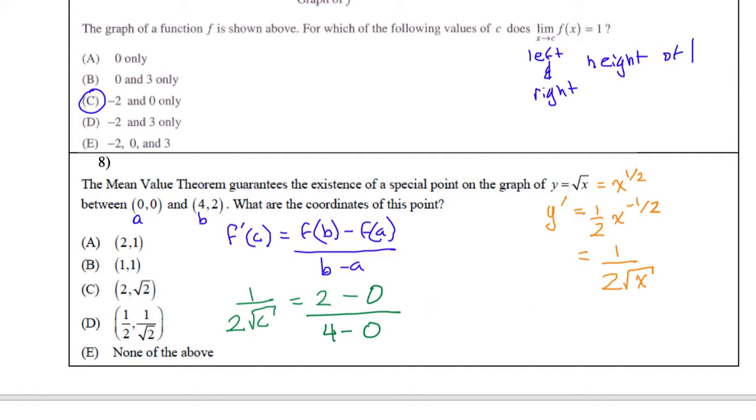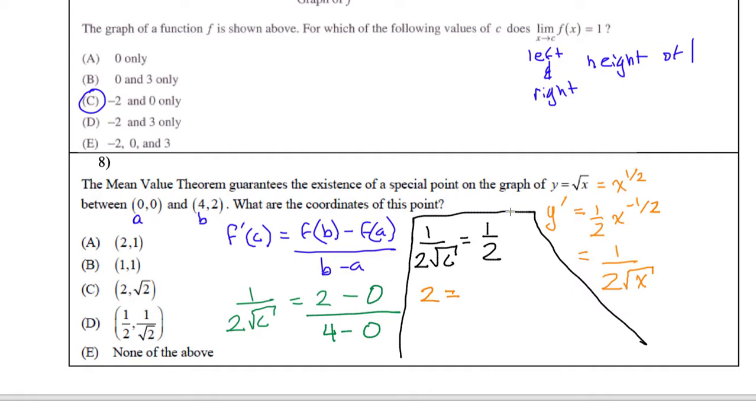So I now have the equation. I'll work in this space right here. So I now have 1 over 2 square root of c is equal to 1 over 2. Technically, you cross multiply and solve. So cross multiply, I get 2 is now equal to 2 square root of c. Divide both sides by 2, and I get square root of c is equal to 1. Square both sides, 1 squared is 1. 1 is equal to c.